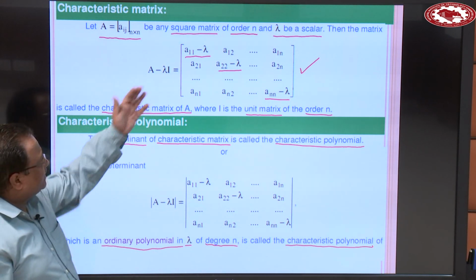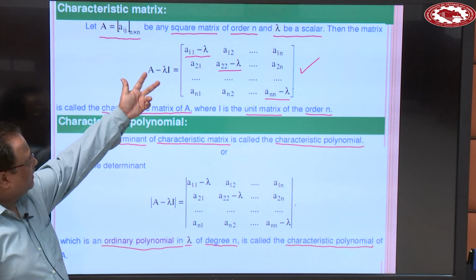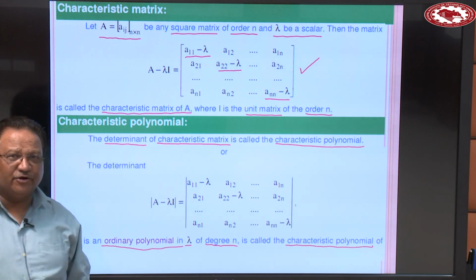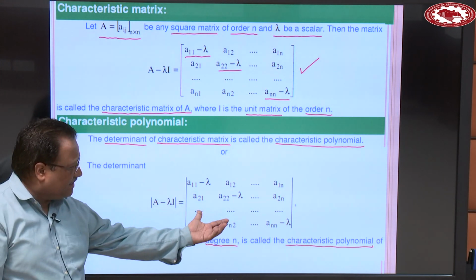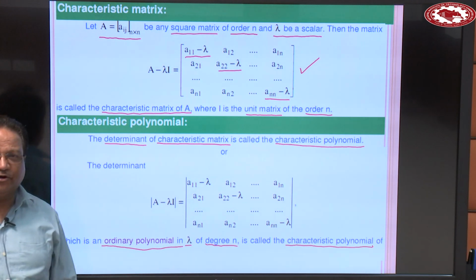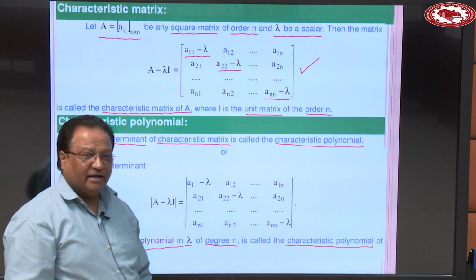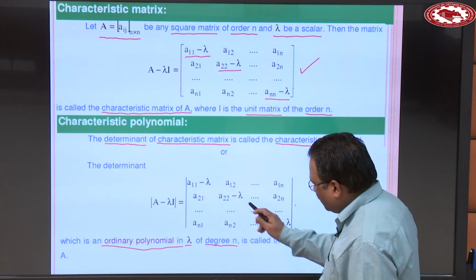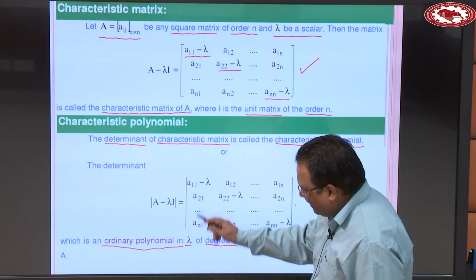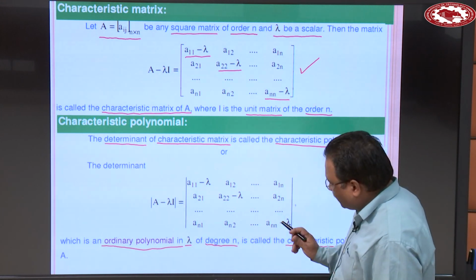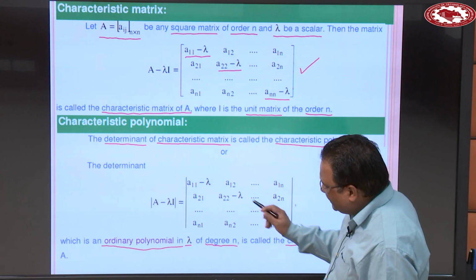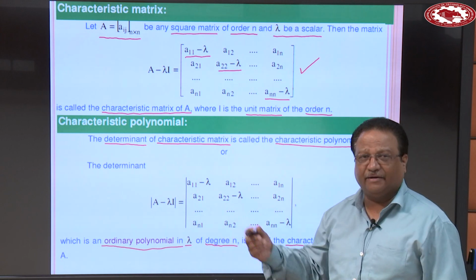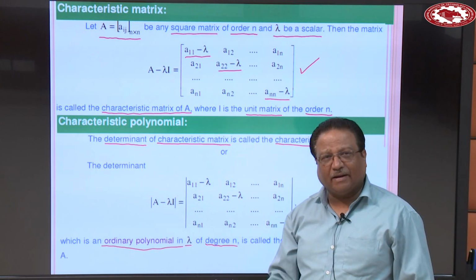So, this is the characteristic matrix, and when we take the determinant of this characteristic matrix, we obtain the characteristic polynomial. When you solve this determinant, you get an ordinary polynomial in lambda of degree n, that is 1, 2, 3 and so on up to n. Here we have n rows, and the coefficient of lambda raised to the power n is minus 1 to the power n.